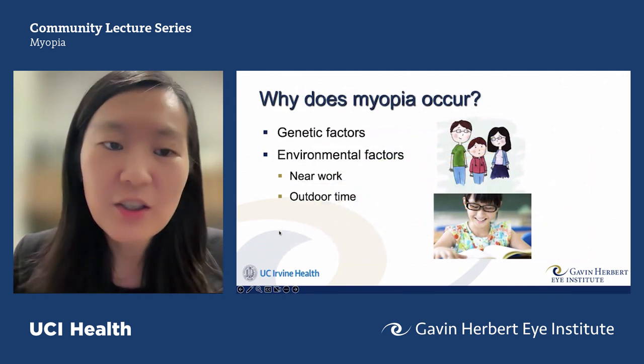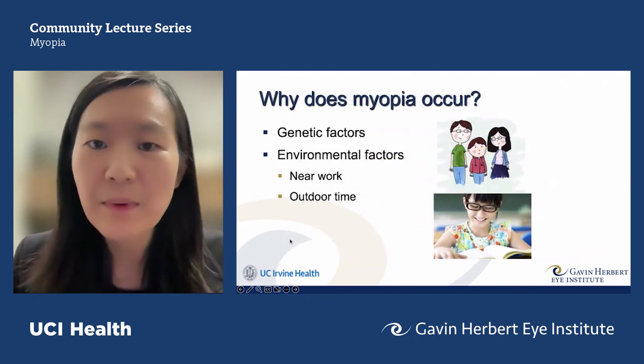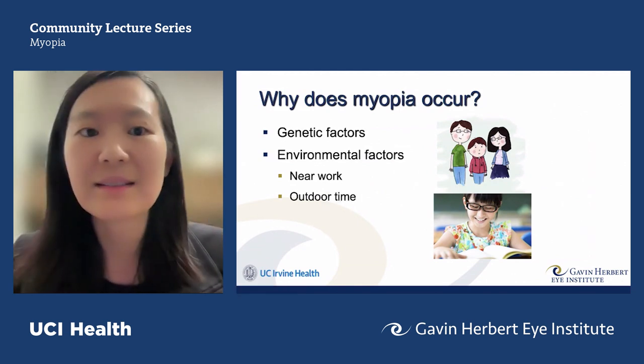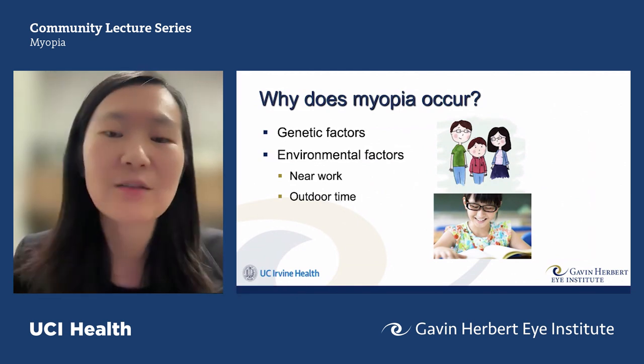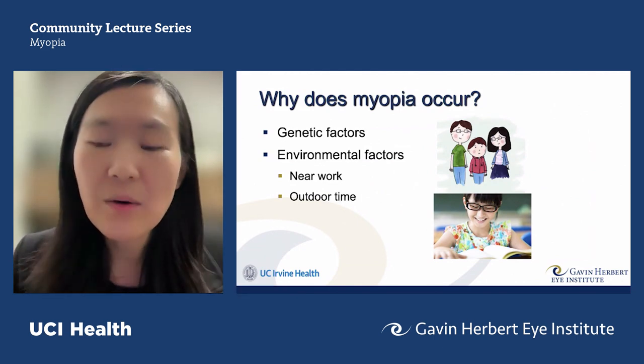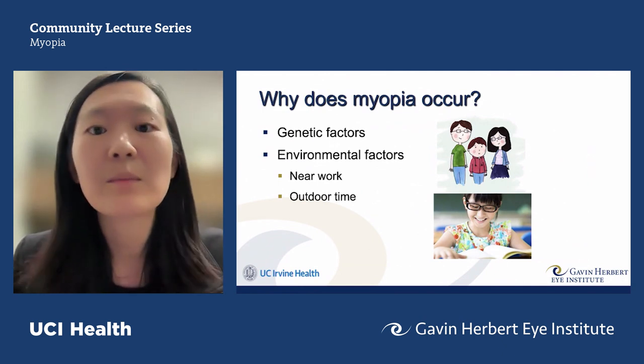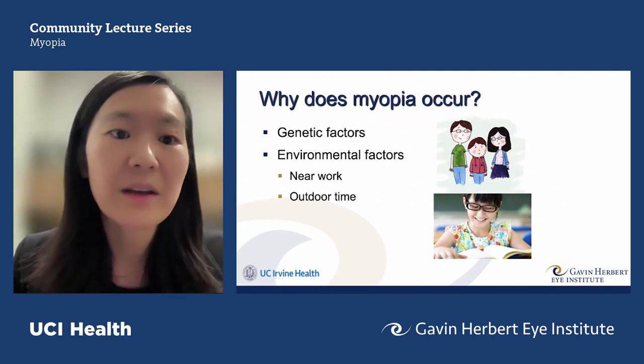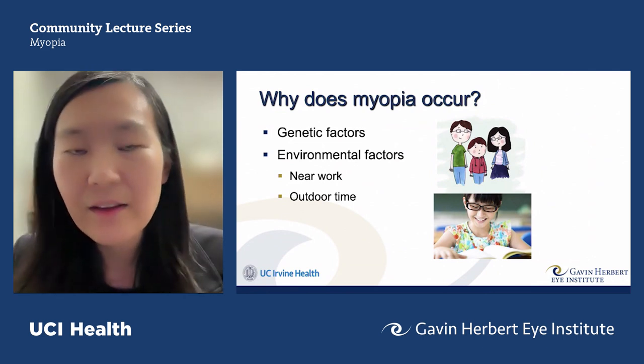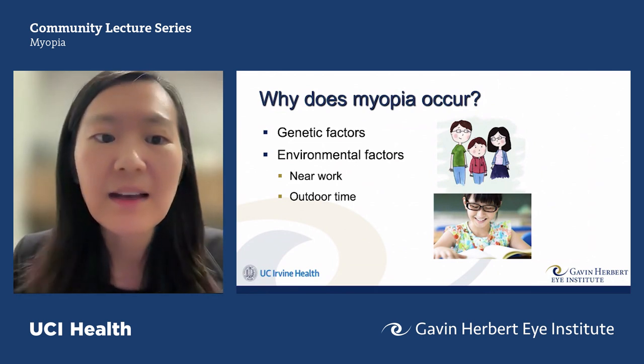The question I often get is, why does myopia occur? Why does my child wear glasses? Why doesn't every other kid in the classroom wear glasses? We know that genetic factor is probably the number one predisposition to myopia. If the parents wear glasses, there's a high likelihood that the child will wear glasses.